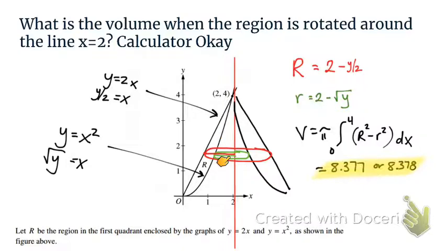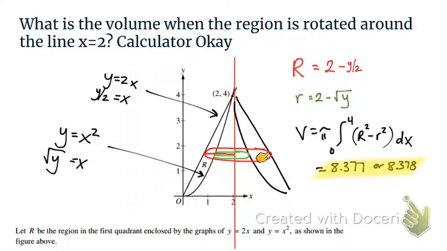Notice that we're revolving around a vertical line, so everything needs to be in terms of y. So I had to change my functions to be in terms of y. This straight line was y equals 2x, and I had to change it to x equals y over 2. This curved line was y equals x squared, and I had to change it to x equals the square root of y. And remember, it's the positive only because it's on this side. If it was the other side, then it would be the negative square root of y. So I have my functions in terms of y.